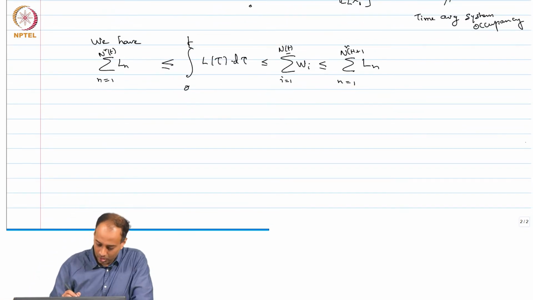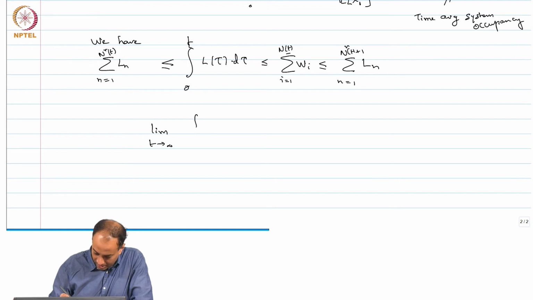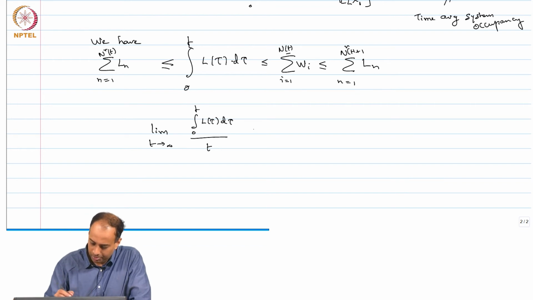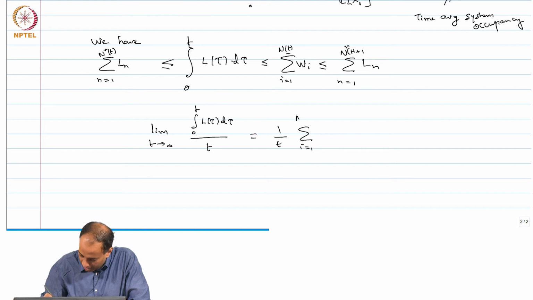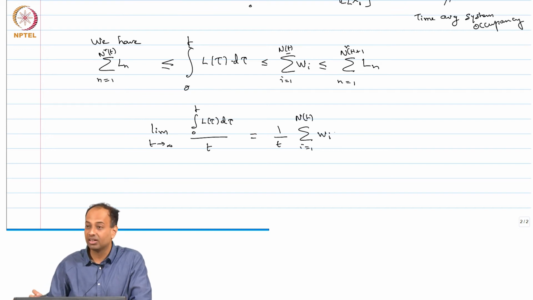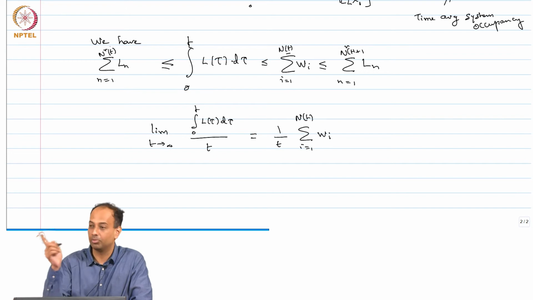So, if I take the limit as t tends to infinity of 1 over t times the integral from 0 to t of L(tau) d tau, you can basically put 1 by t throughout in the previous equation, right. This will actually be equal to 1 over t times the sum over i equal to 1 to N(t) of W_i. Why is that? Because this is upper bounded by 1 over t of the sum of areas till the next renewals and lower bounded by the corresponding sum of areas till the previous renewal.